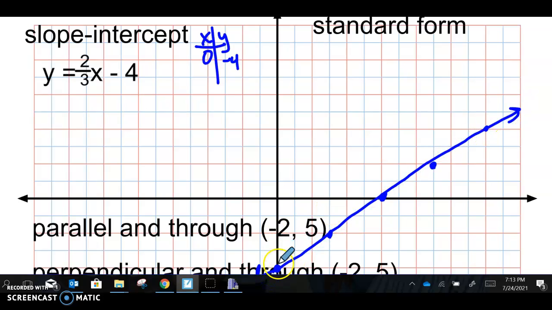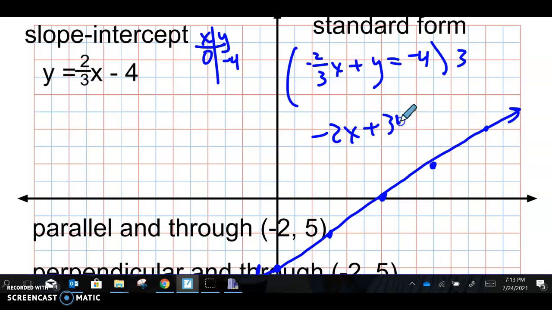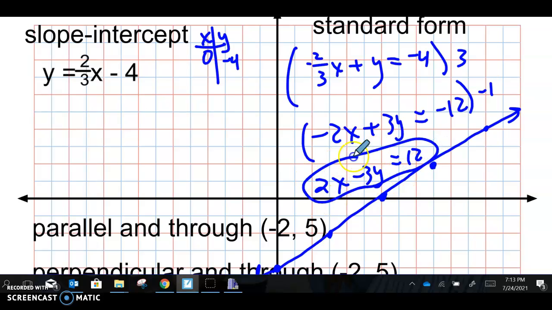If I was asked to put it in standard form, I would have to get the x over on the other side by subtracting it. And in standard form, you're not allowed to have fractions. So I'm going to multiply everything by 3. You're also not allowed to start off with the x term being negative. So I'm going to multiply everything by -1. That's the same line, just in standard form. Okay, we'll come back and do the rest of this in a minute.